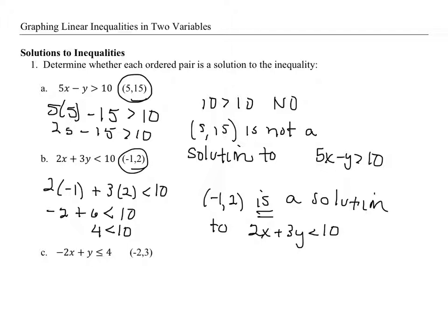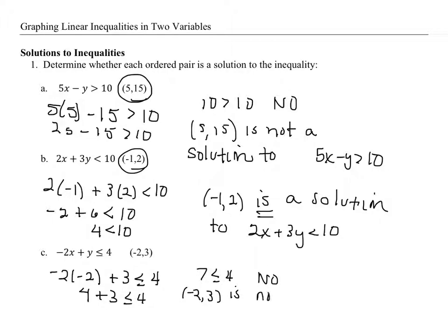Now let's take a look at C. This is the only one so far where we've had an equal to in it. So I'm going to pop negative 2 in for x, 3 in for y. Negative 2 times negative 2 is regular 4. So 7 less than or equal to 4. No. So (-2, 3) is not a solution to the inequality. Didn't plan ahead on that one.